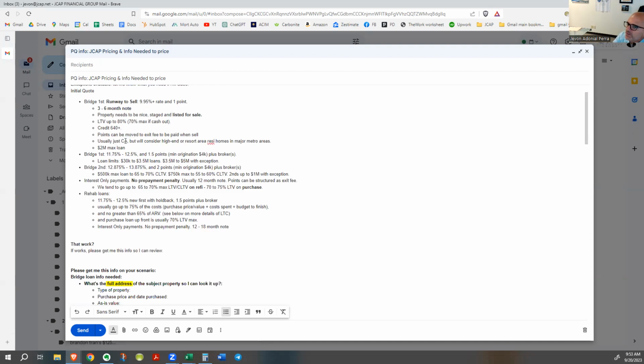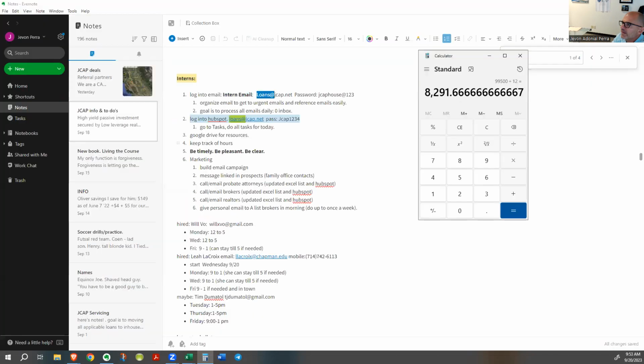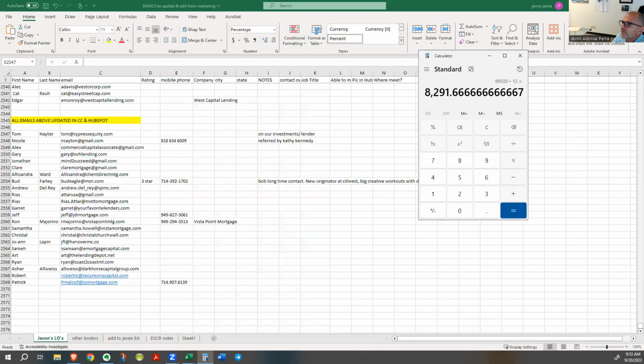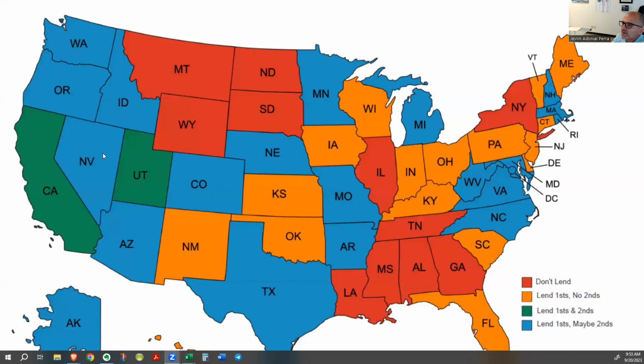We usually do just California, but we consider high-end or resort area residential homes in major metro areas. So we'll go all over the country. In fact, I have a map of the country that shows where we do lend and where we don't lend. This is in your email. I'll show you the different folders in your email. But mostly we're just California.